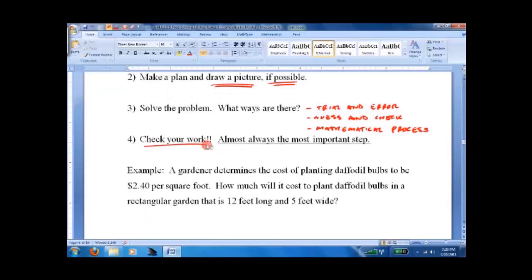Number four, and this is huge, check your work. This is almost always the most important step. You might think you've done everything right, then you check it and something goes wrong. Very few times do I do a problem completely correct the first time. I almost always have to check. I try and check it as I go along, and I find mistakes all the time.